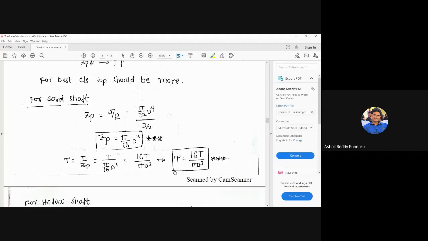Next one, how to find out the ZP value for a solid shaft? For a solid shaft, ZP is equal to J by R. J is equal to pi by 32 d power 4, we got this value previously. And radius is d by 2, so ZP is equal to pi by 16 d cube. Very important and very useful formula in the problems here. Please remember this, learn this expression by heart: ZP is equal to pi by 16 d cube for a solid shaft.